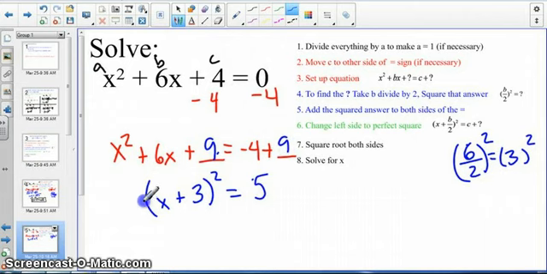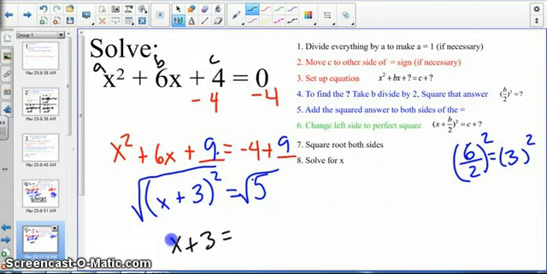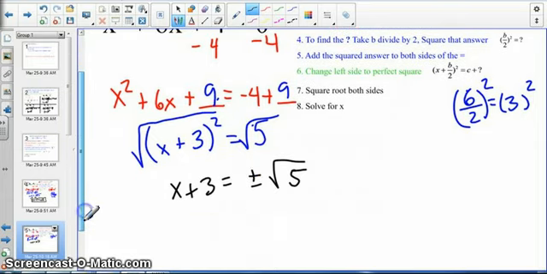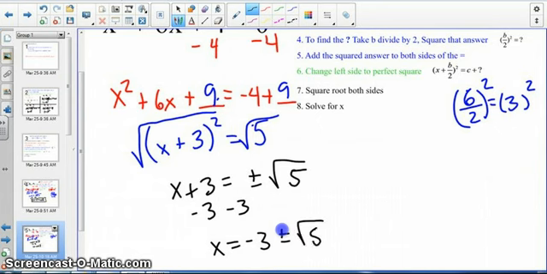Now we can take the square root of both sides. So I have x plus 3 equals plus or minus radical 5. Can you break radical 5 down farther? No. So you just subtract 3 from both sides. So I have x equals negative 3 plus or minus radical 5.